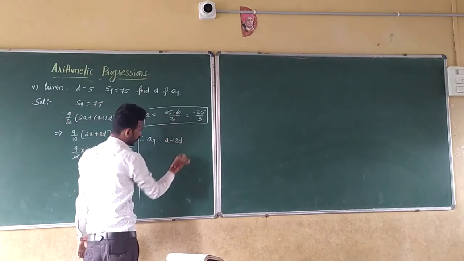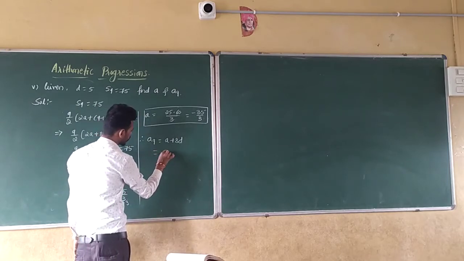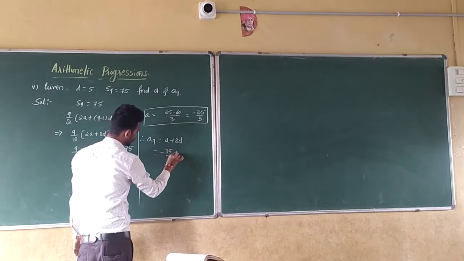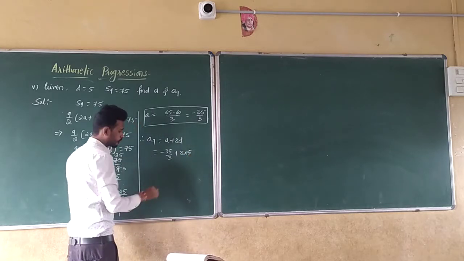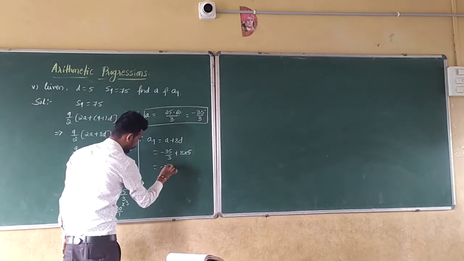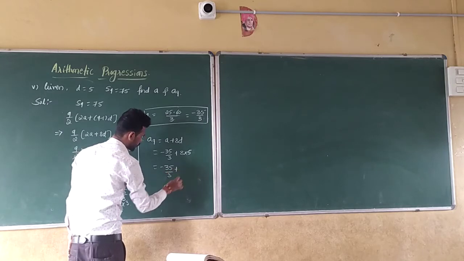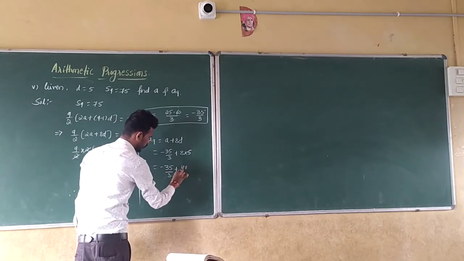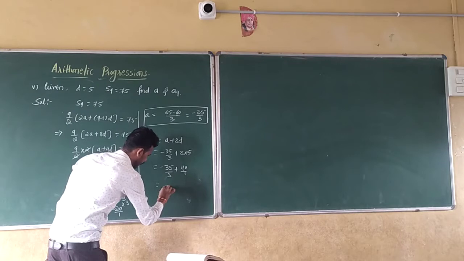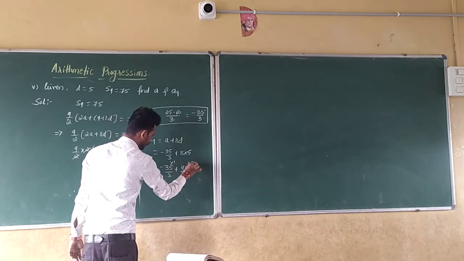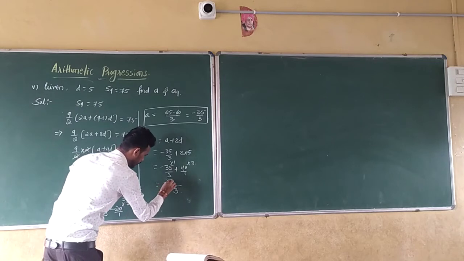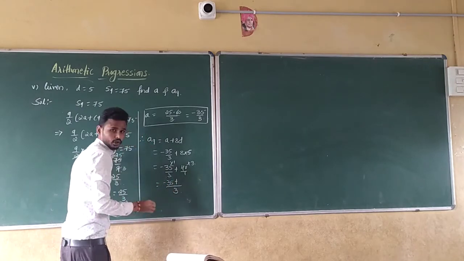Therefore A9 is equal to what we can write: a plus 8d. A, how much is there? Minus 35 by 3 plus 8 into d, d value is 5. So minus 35 by 3 plus 8 5s are 40. So take the LCM, which is 3. 3 1s are 3, 3 40s are 120.